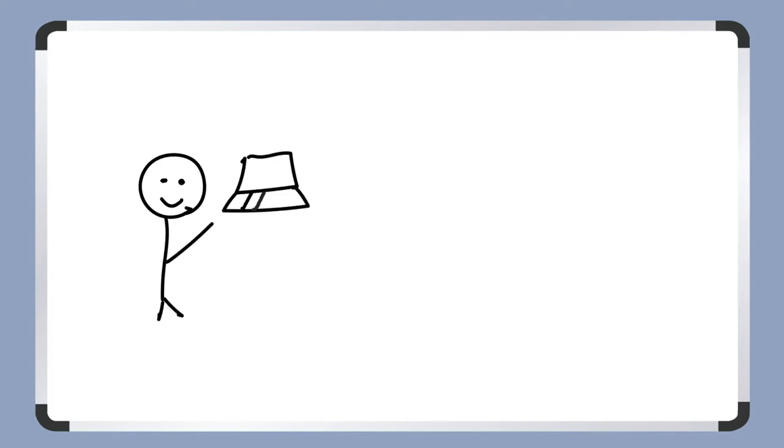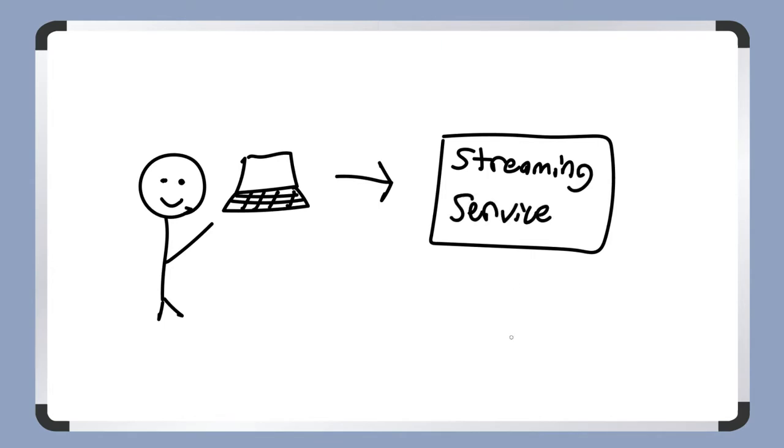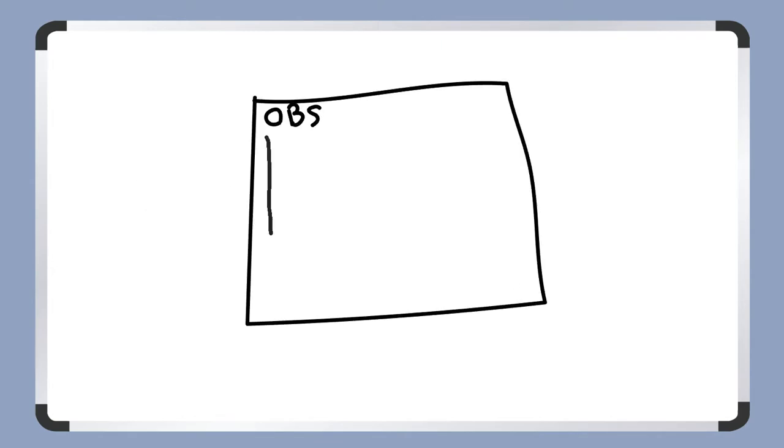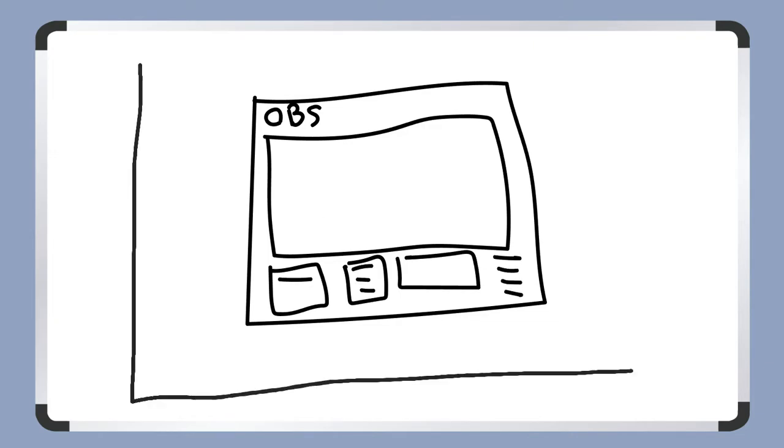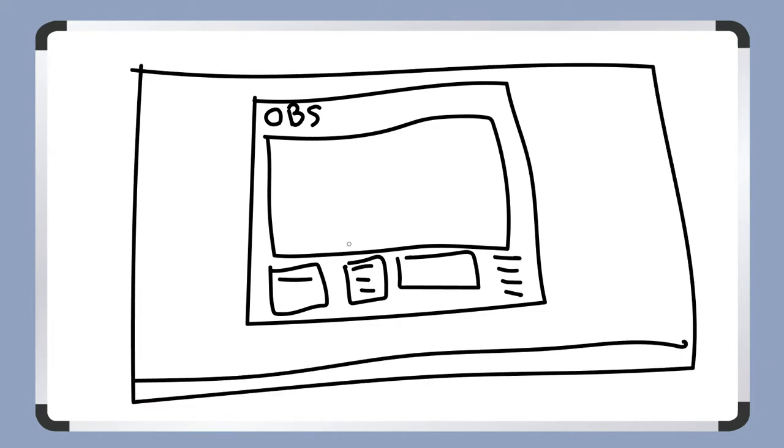This means that the streamer is responsible for sending the video stream to a streaming service for processing through a software or hardware video encoder. This is most commonly done through a live streaming software such as Open Broadcast Software, abbreviated as OBS, or XSplit.